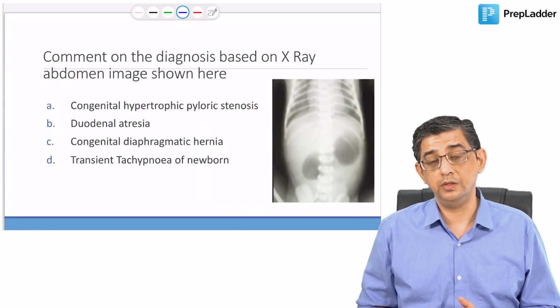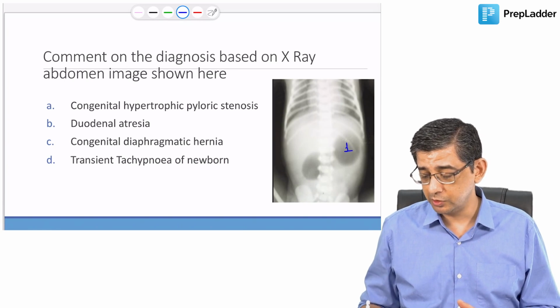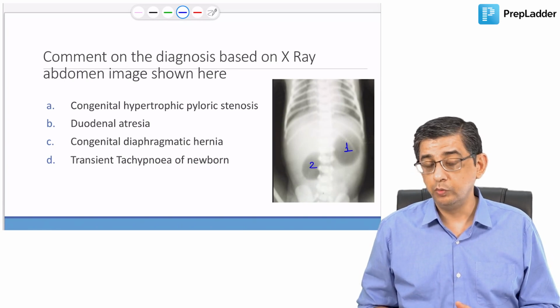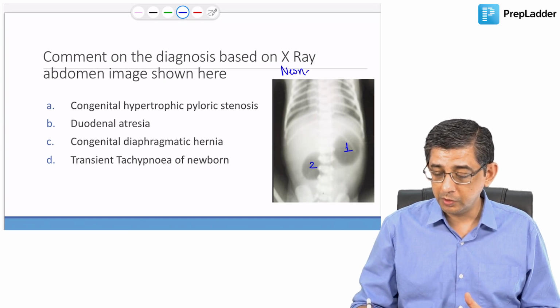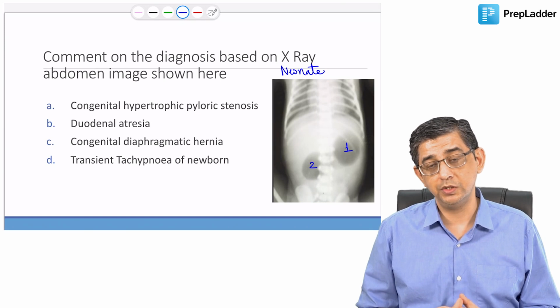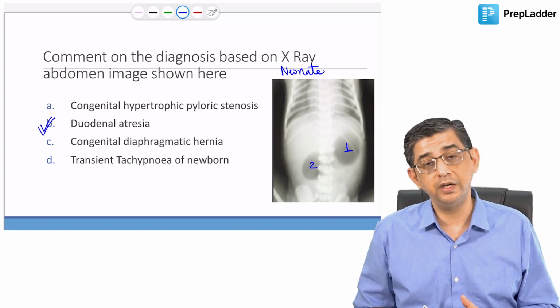The next question talks about diagnosis based on an X-ray abdomen image. You can definitely see two bubbles present here. The moment you see a newborn baby's X-ray, and then there are two bubbles present here, I think that's a spot diagnosis. Double bubble appearance is a feature of duodenal atresia, so you can easily identify it.